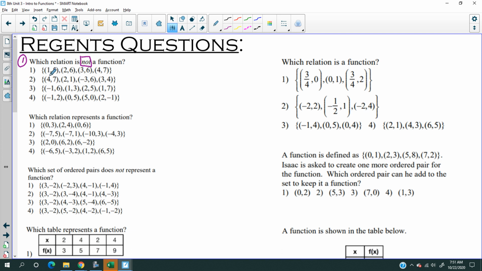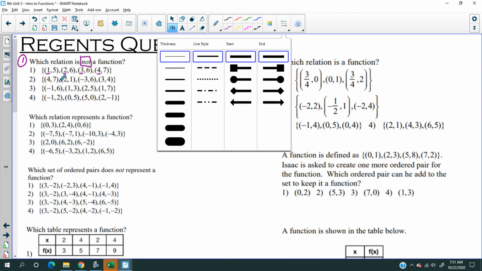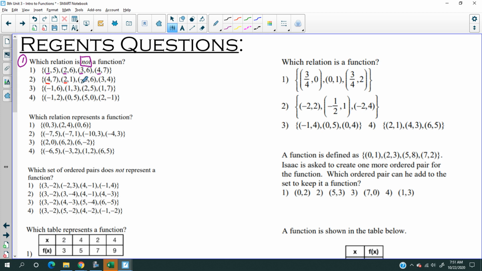So again, remember what I said yesterday: the first number cannot repeat. So all I'm going to do is examine what the first numbers are, and if I see one repeat, then that's my answer, because that's not a function. So that's all I'm going to do. Now, hold on, let's see. I'm not even looking. 1, 2, 3, 4. Yeah, it's a function.